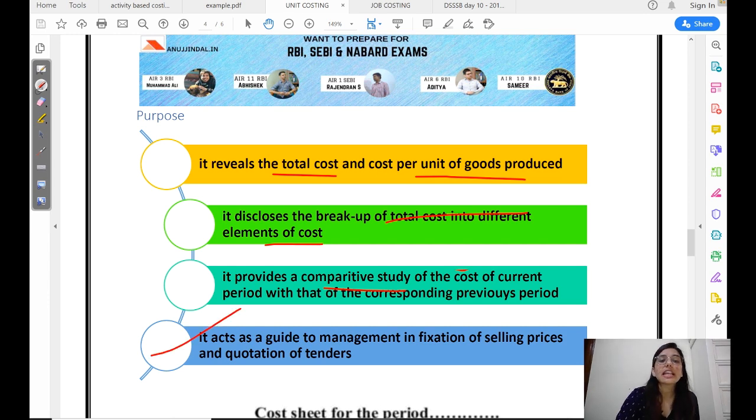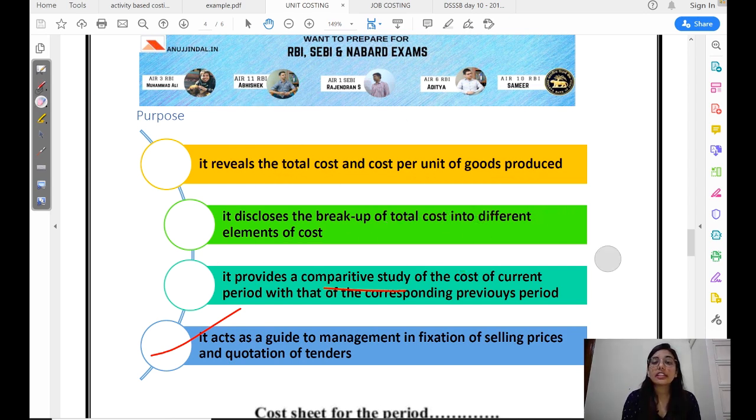Then the last is it acts as a guide to the management in fixation of the selling price. Yes, because you are here calculating or ascertaining the total cost, and this total cost would in return help us to calculate the selling price. So what you would do, you would add the profit margin to the cost, and then you will be able to fix the selling price for the products, right?